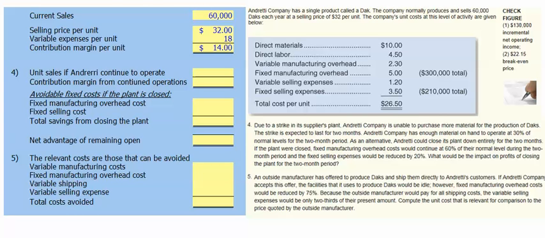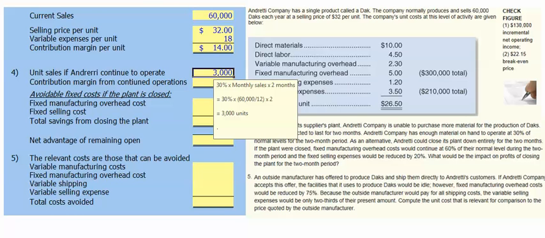What would be the impact on profits of closing the plant for the 2-month period? We're going to begin by taking a look at our contribution margin that we would generate if we were to continue operating our plant. Our unit sales, if we continue to operate, would be 3,000 units over this 2-month period.